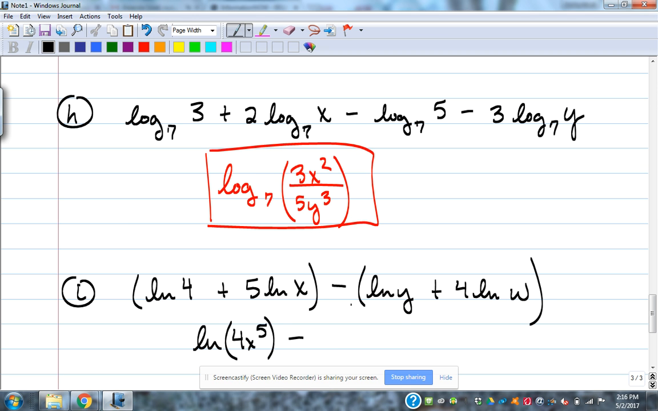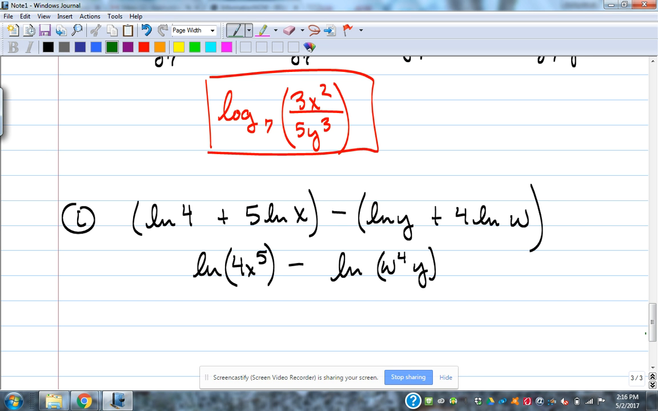Minus, and then this one turns into natural log of what? Y times w to the fourth. I'm going to write it w to the fourth times y because I just can't stand to not do that. And then how does this condense? Division, because it's a minus sign in between them, right? So we could have natural log, what goes on top? Yeah, 4x to the fifth. On the bottom, w to the fourth, y.